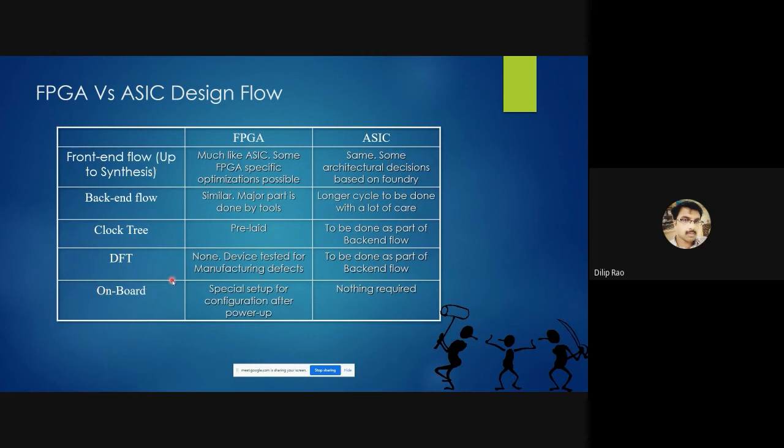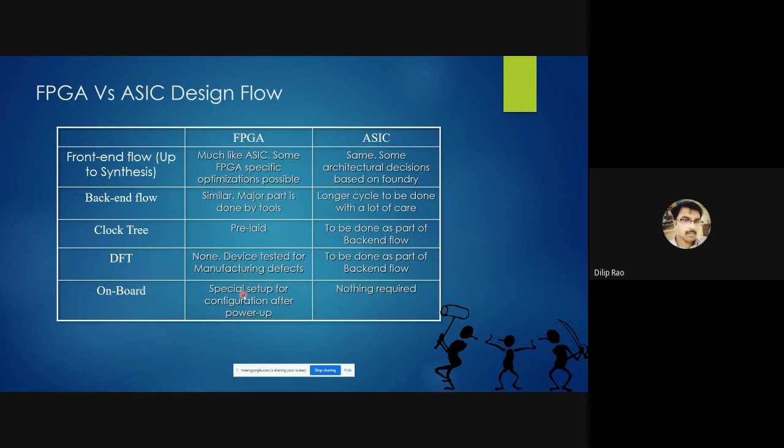DFT, as I said, I think I mentioned before. The device is already prefabricated silicon. It's already tested for manufacturing defects. You don't really have to bother. That's not the case for an ASIC. It has to be built from scratch. DFT is a big portion of the investment in terms of effort and energy.